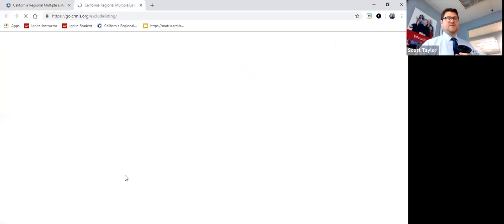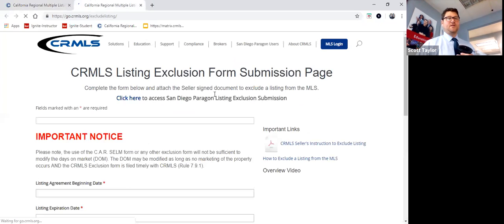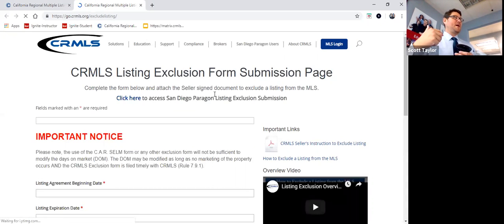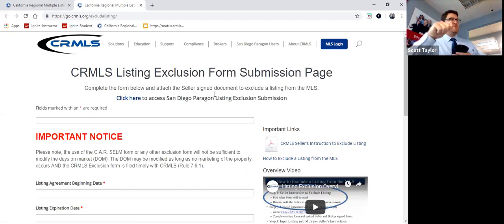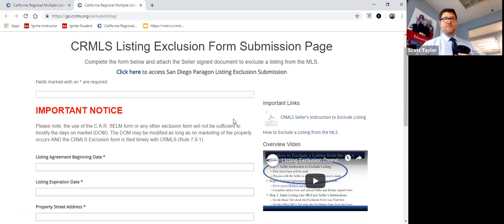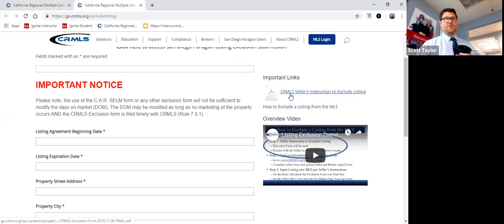You can save this document to your hard drive and have it available for you. You can pull it up into your iPad, fill it out with the pen and have them sign it and do all that kind of stuff. The form itself is here, seller's instructions to exclude, and we'll pull that up in just a second.